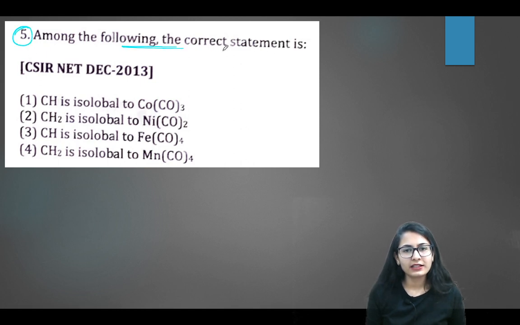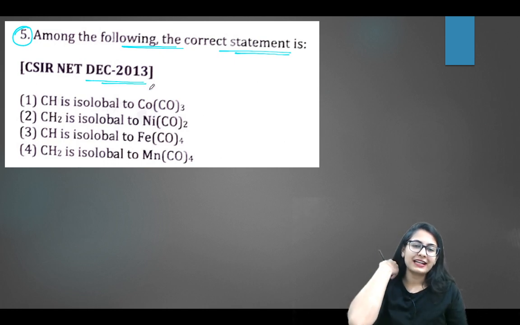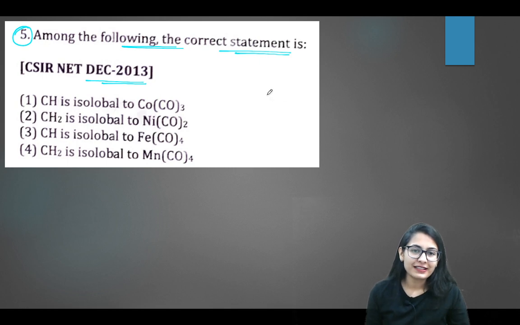Among the following, the correct statement is, so December 2013, yes, that is why it is easy for 4 marks. Okay, so which of the following is a correct statement? Now, just now we have seen that CH is isolobal to Co(CO)3. We did this in the previous question, not going to do that again. So this is your correct answer. You can check out all of the others as well. So yes, CH is isolobal.